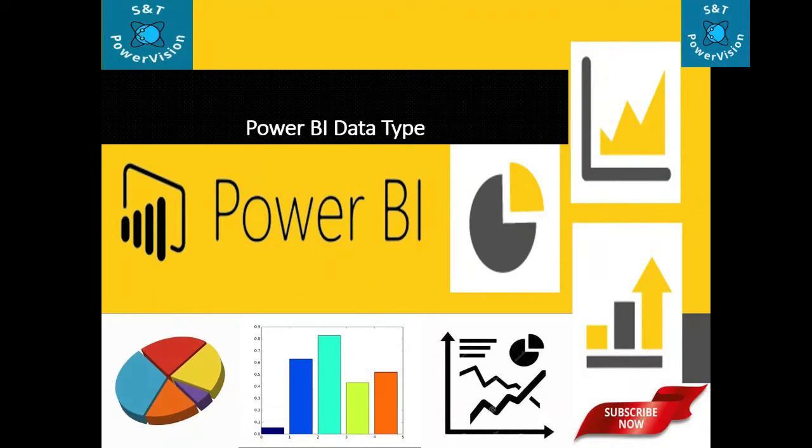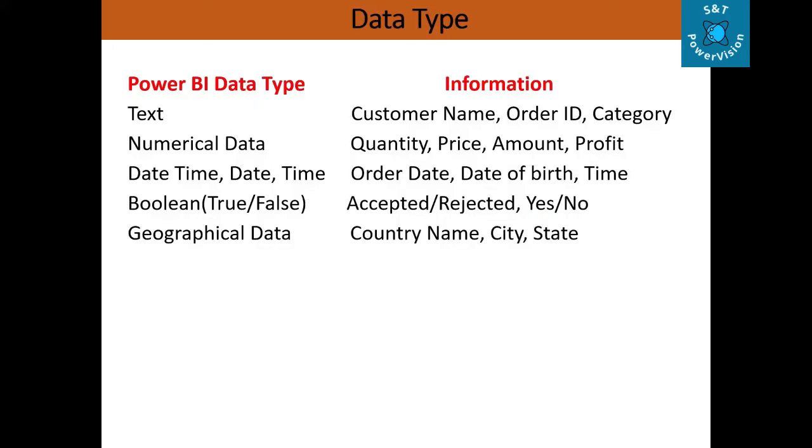Hello everyone. In this video, we'll discuss the Power BI data types. We have the following kinds of data types, like text. Text means customer name, order ID, category, product name, region. Then numerical data. Numerical data covers many things, like quantity of any items, price, amount, profit, sales, like that.